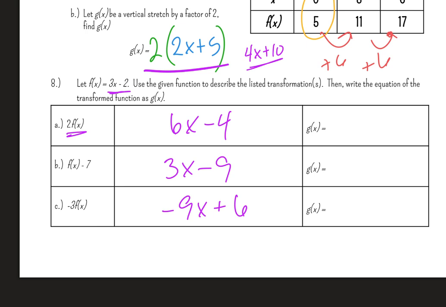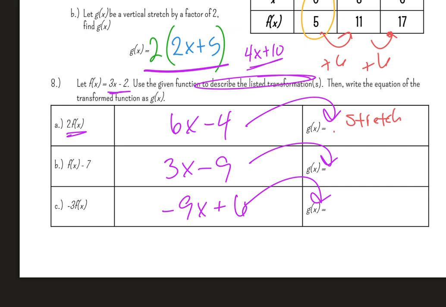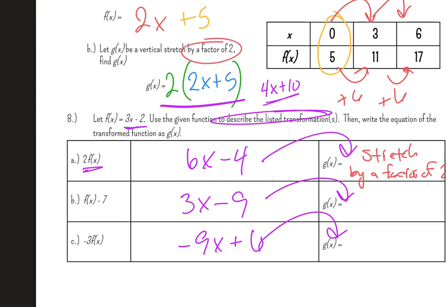Oh, I'm done. Sorry. All of these should go here. Moving on. Oh, not moving on. I didn't describe the transformation. So let's do that. I'll just do it here. So this is a stretch by a factor of 2. And you can word that differently, but just know that if I were to say stretch by a factor of 2, that's what just happened right here, right?